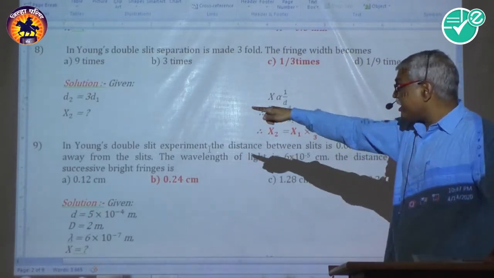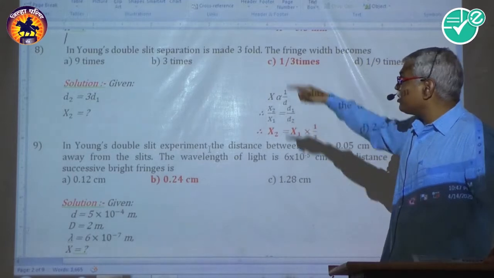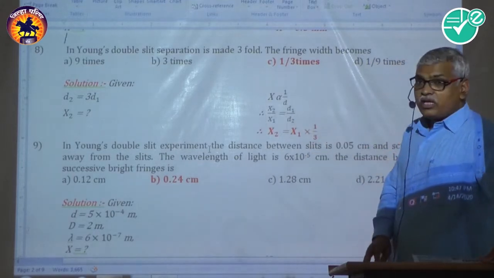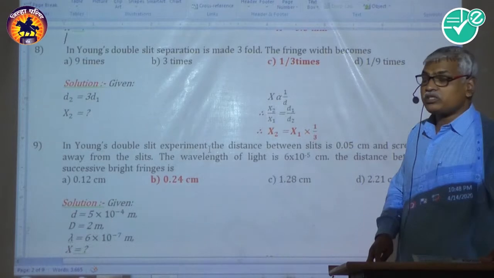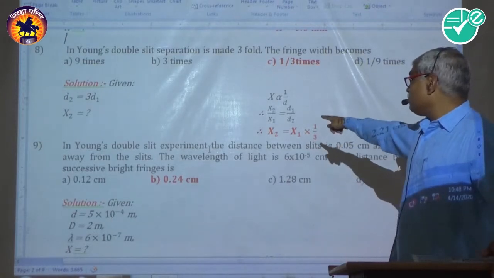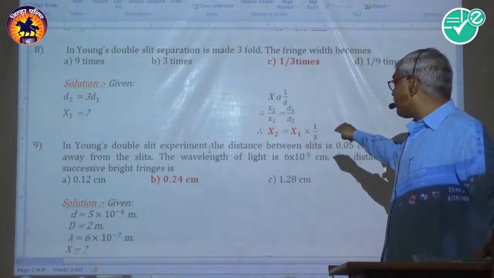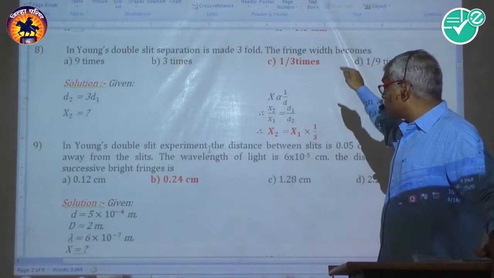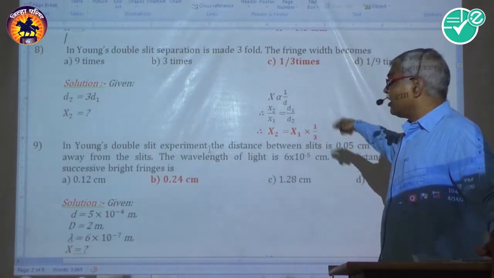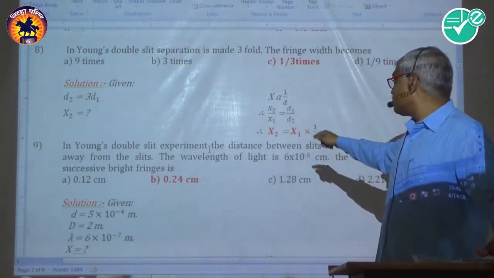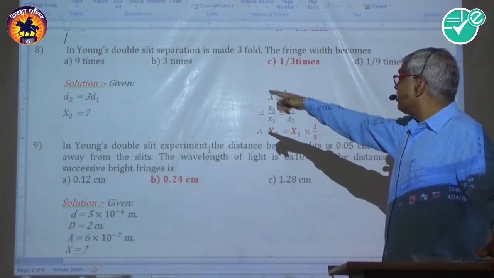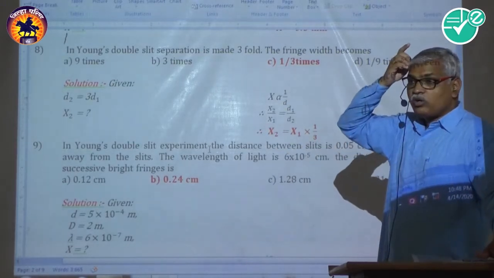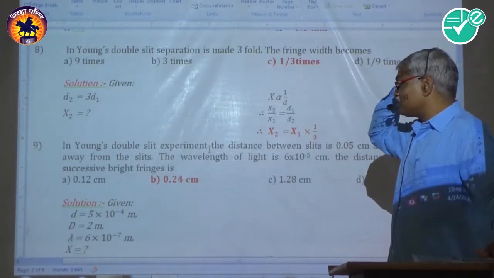Now put the value of d2 as 3 d1, because in the problem it is given that the Young's double slit separation is made threefold, that is, it is made 3 times larger. Therefore, X2 upon X1 is equal to d1 upon 3 d1. d1 cancels and we get X2 is equal to X1 into 1 by 3, that is 1/3 of X1, and we get the option 1 by 3 times.